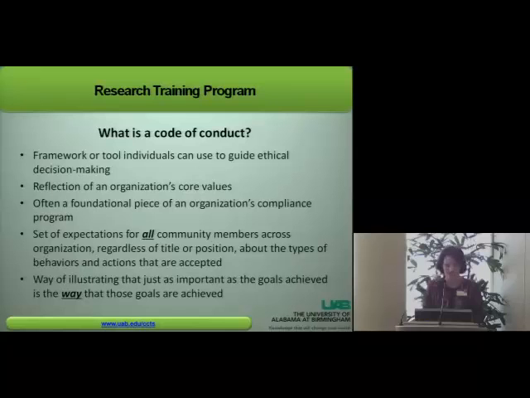A code of conduct is a set of expectations for all community members, no matter what role or position they occupy within that organization. And really, it's just a way of illustrating that just as important as the goals we achieve as an organization is the way that we achieve those goals. A way to communicate to community members that the ends don't always justify the means.